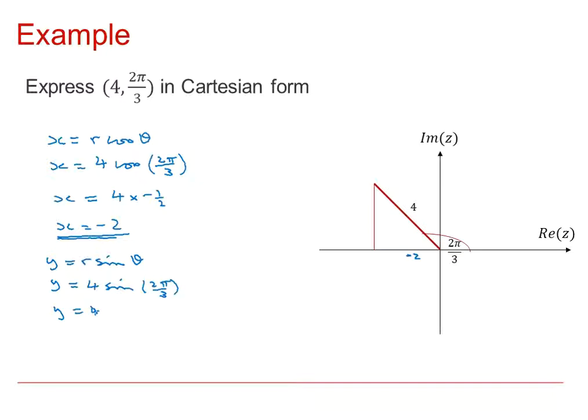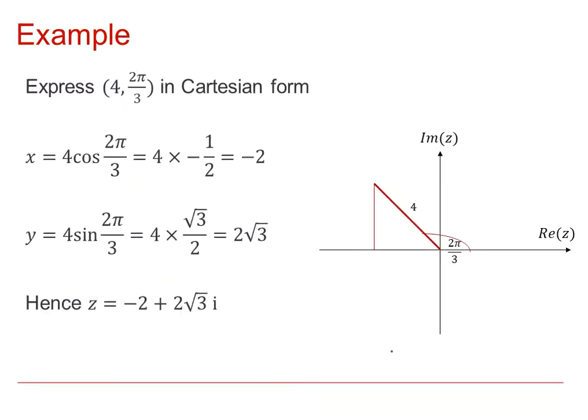Y is 4 times root 3 over 2. So y is 2 root 3. And we would expect again from the diagram a positive y coordinate there. So now we know that z can be written as minus 2 plus 2 root 3 i. So it's back to Cartesian form. And there's a full method for you to check as well.